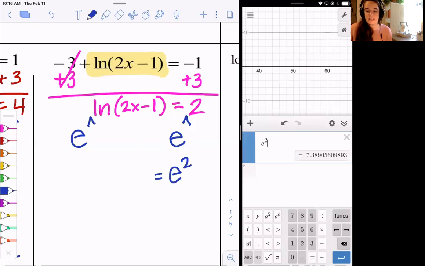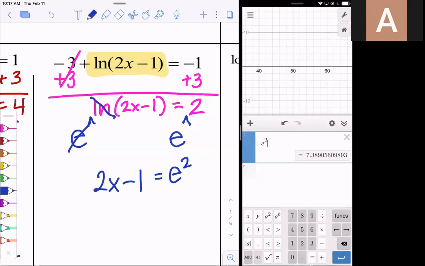Thank you, Miriam. Araceli, what can I do on the left side? You can cancel out the e and the natural log. Yes. And what would be left over? 2x minus 1. Yes, 2x minus 1. Amazing.